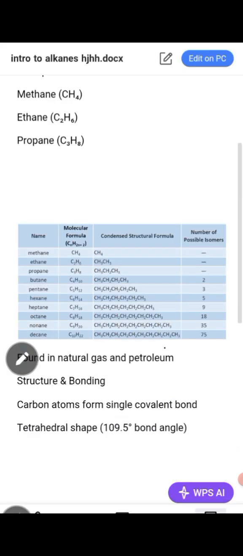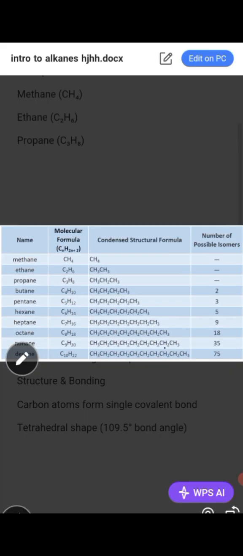I have the series of alkanes here. The first one is methane. The second one is ethane, that's series 2, and it has 2 carbons. The third one is propane, then butane, pentane, up to decane. And you can see the general molecular formula, the condensed structure, and the number of possible isomers that each has.